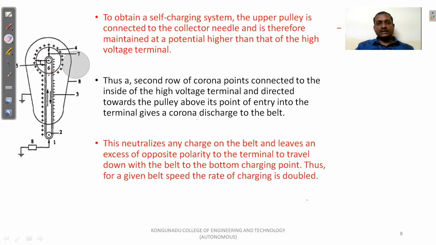So the second corona point in the high voltage terminal neutralizes any charge on the belt and leaves an excess of opposite polarity to the terminal to travel down the belt. The negatively charged particles move towards the lowest corona point, the bottom charging point. Thus, for a given belt speed, the rate of charging is doubled.